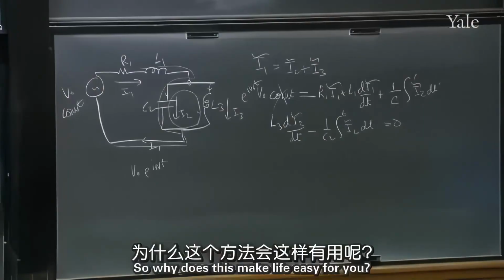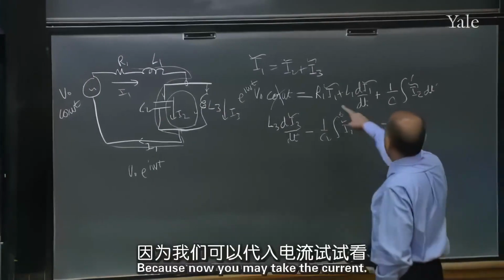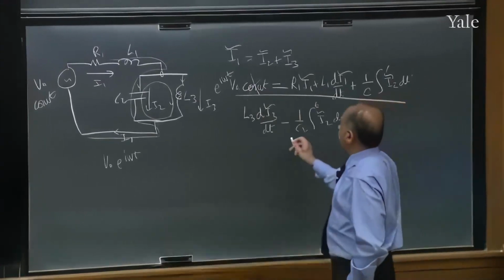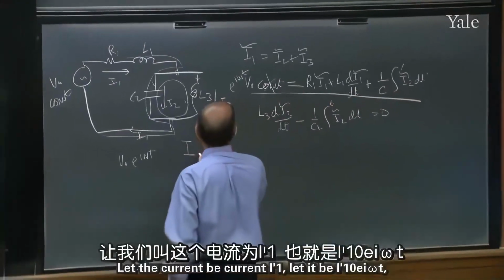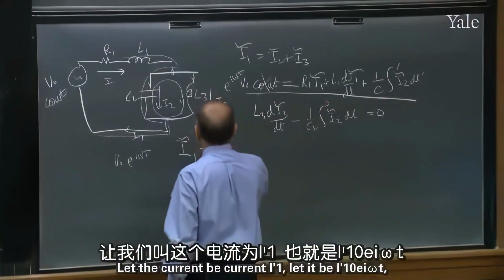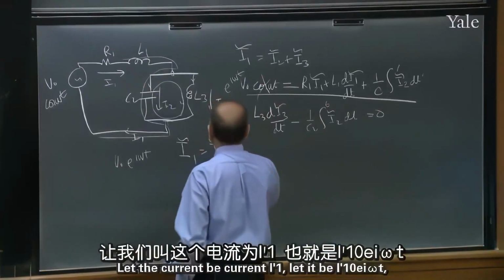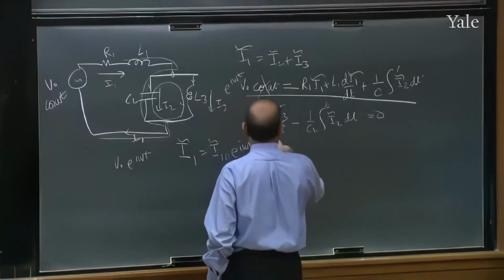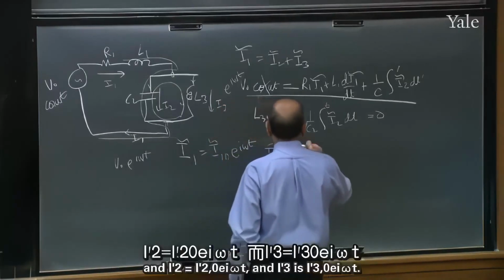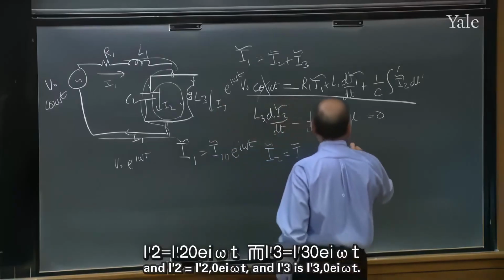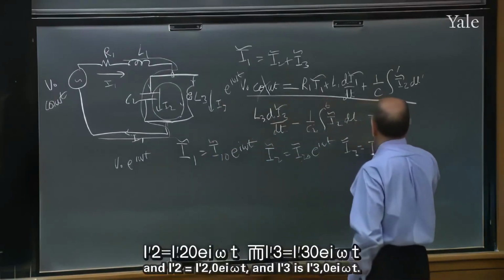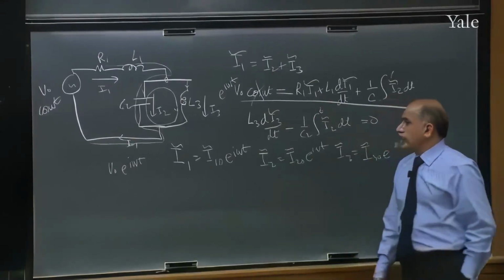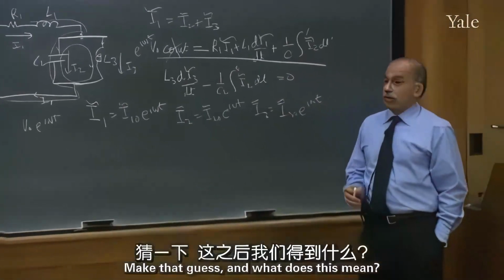So why does this make life easy for you? Because now you may take the current, and I'll just take one of these as an example. Let the current I1 twiddle be I1 twiddle 0 e to the i omega t, and I2 twiddle is I2 twiddle 0 e to the i omega t, and I3 twiddle is I3 twiddle 0 e to the i omega t. Make that guess.